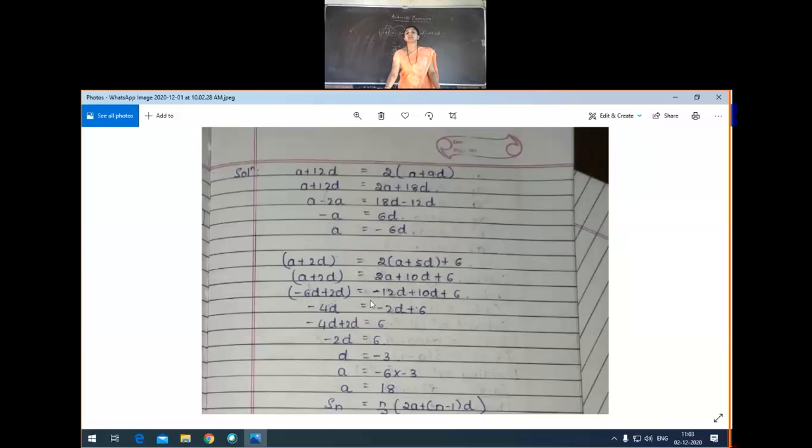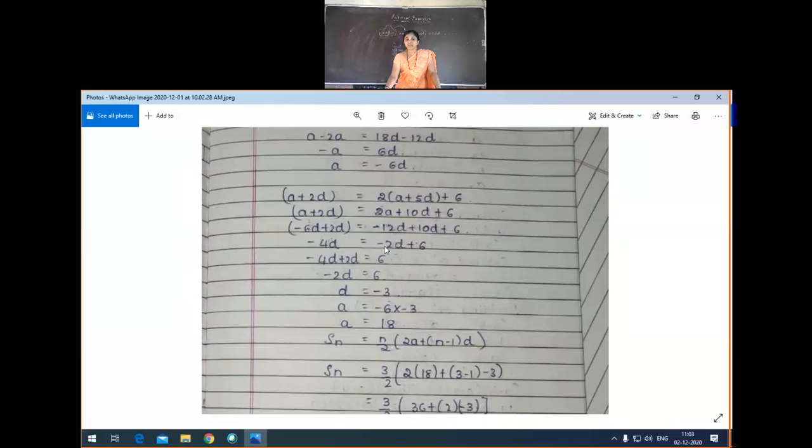Okay, so then like terms we have to take one side. So the A value we got is minus 6D. Can we substitute the A value here? In A place, minus 6D plus 2D as it is. 2 into A place, minus 6D, directly we are writing as minus 12D plus 10D plus 6. So here we substituted the A value in A place. Then minus 6D plus 2D is minus 4D, which is equal to minus 12D plus 10D, which is minus 2D, plus 6.